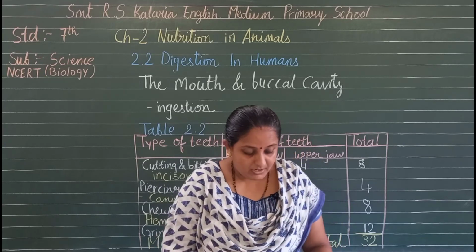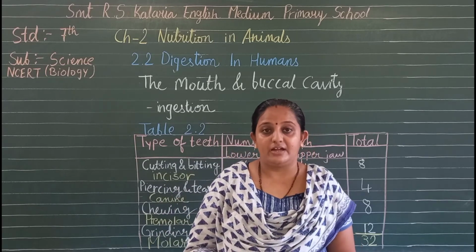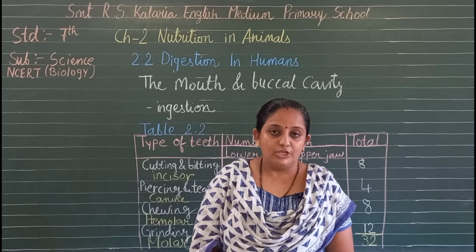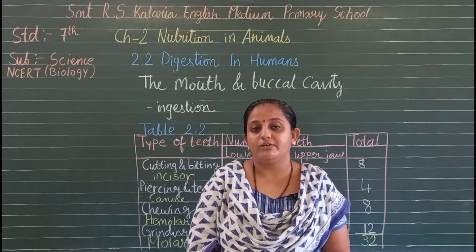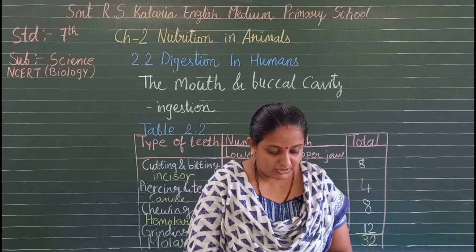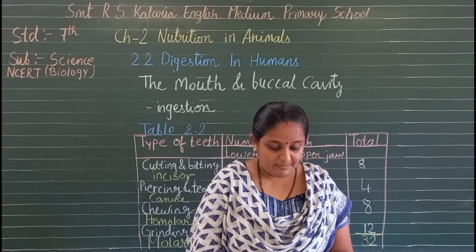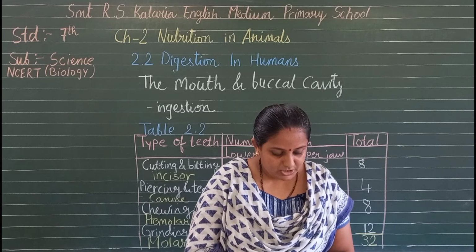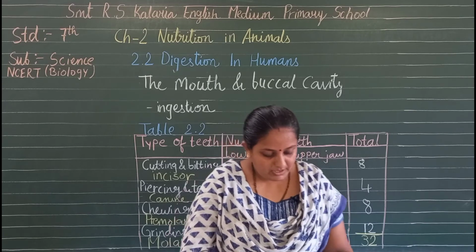Now our mouth has salivary glands. We have to understand the different glands which are associated with it. The very first gland we have over here is the salivary gland. The salivary gland is present in our mouth and secretes saliva. Now let us find out how. Over here, Activity 2.4.